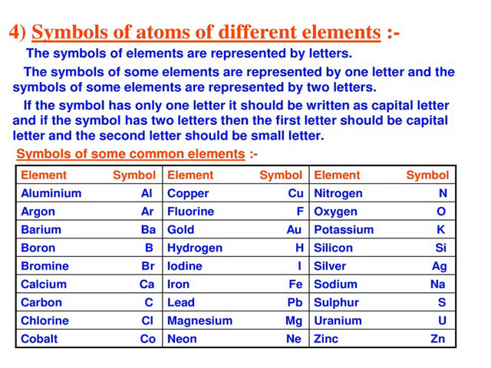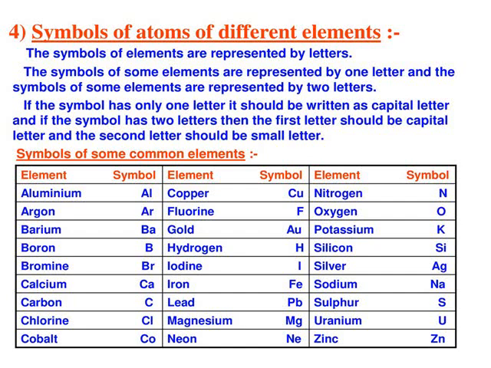This slide is a repetition of what I had given you in the last classes. Symbols of atoms of different elements. The symbols of elements are represented by letters. The symbols of some elements are represented by one letter, and the symbols of some elements by two letters. If the symbol has one letter, it should be written as a capital letter, and if the symbol has two letters, then the first letter should be capital and the second small. All this you know because you have already encountered it.